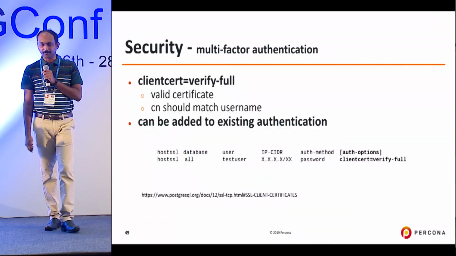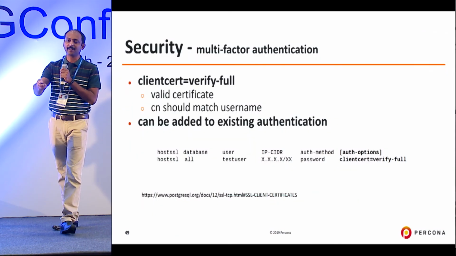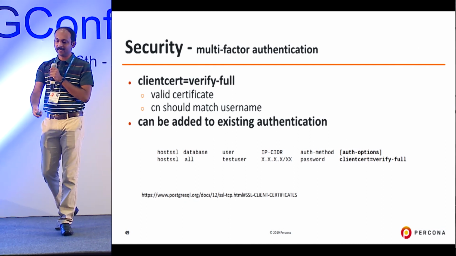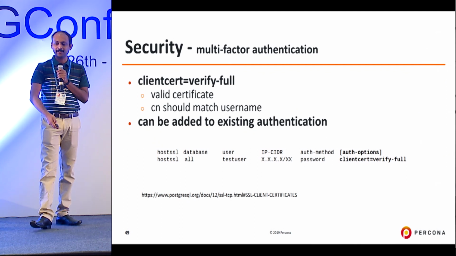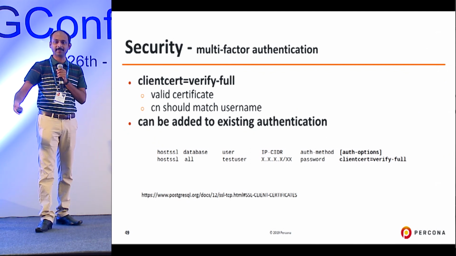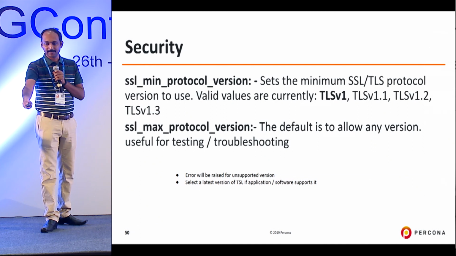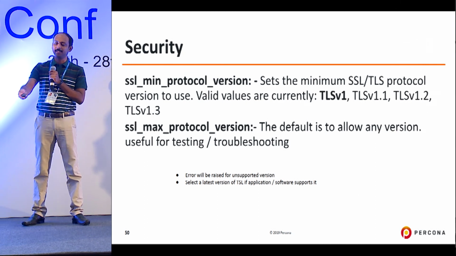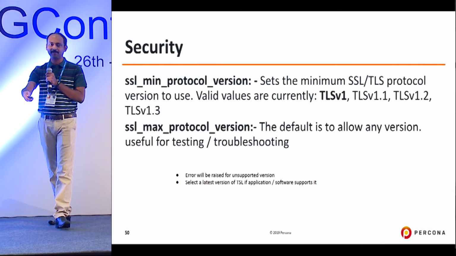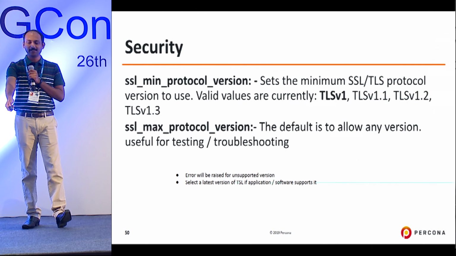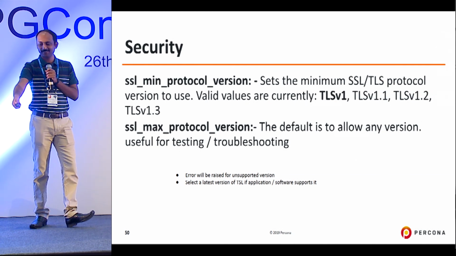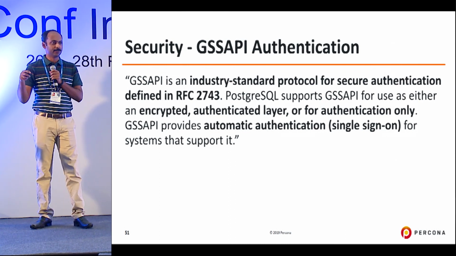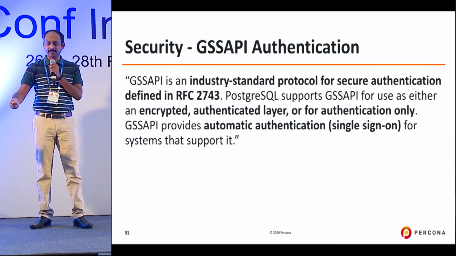And security related improvements. Now we have full client certificate verification, which will do three levels of checks. And now we have the option for multi-factor authentication. We can have not just one method, we can have multiple methods. And there is a security improvement related to specifying the SSL version we need to use: min version and max version we can specify. Sorry, I am just rushing through the main points. And GSS API authentication is included in Postgres, which will allow us to have single sign-on.